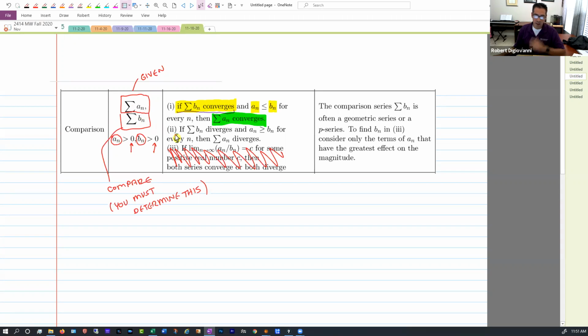And then part two says it the other way around. If this series diverges, becomes infinite, and all of these a sub n's are bigger than all these b sub n's, and you add these up, then that should be bigger than whatever this sum is, so it should be infinite also.